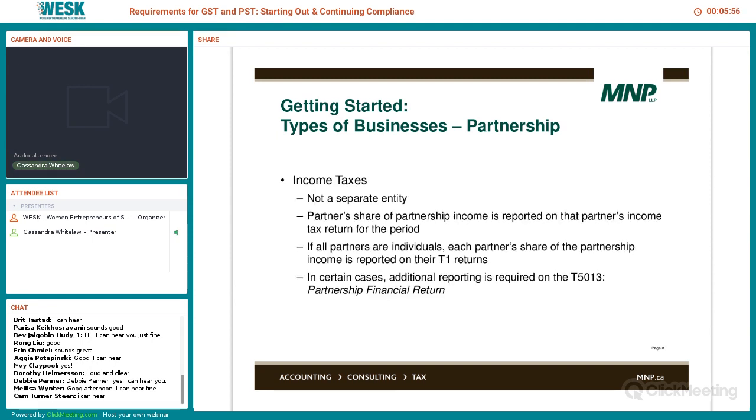So as I mentioned, partnerships are not a separate entity for income taxes, and what this means is the partner's share of that partnership's income will be reported on the partner's income tax returns. So if all partners are individuals, this is similar to a sole proprietorship. It's done on a schedule of your T1 return. There are certain cases where additional reporting will be required for partnerships, and this is done on a T5013 partnership financial return.